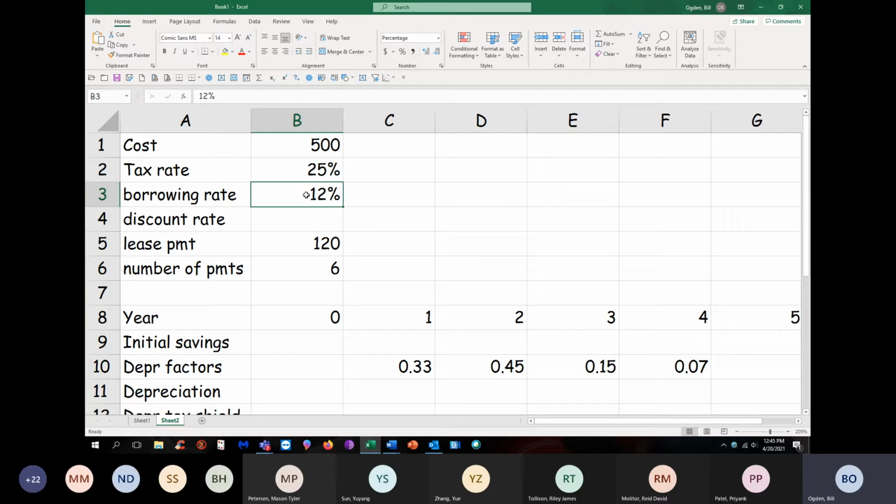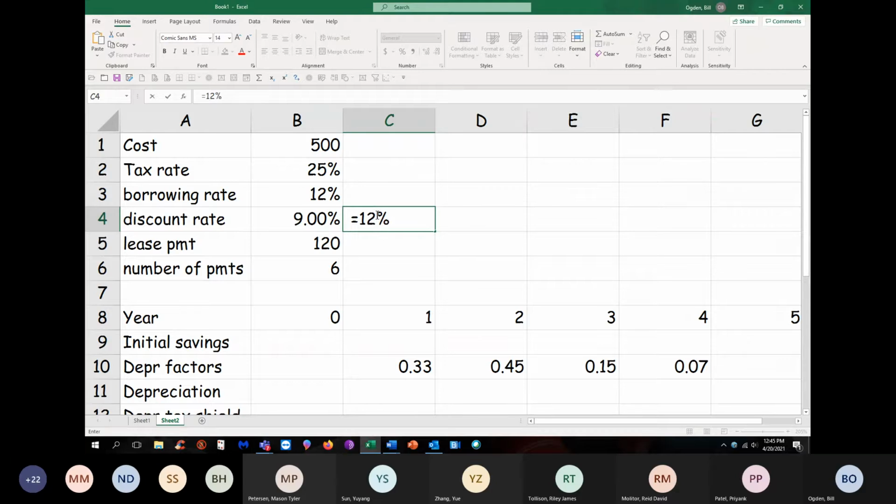And how do we do that? As we've done all semester, it's just the before-tax cash flow rate, whatever it might be, times 1 minus T. So I come down here, my borrowing rate is equal to 12% times 1 minus the tax rate. So 1 minus 25%.